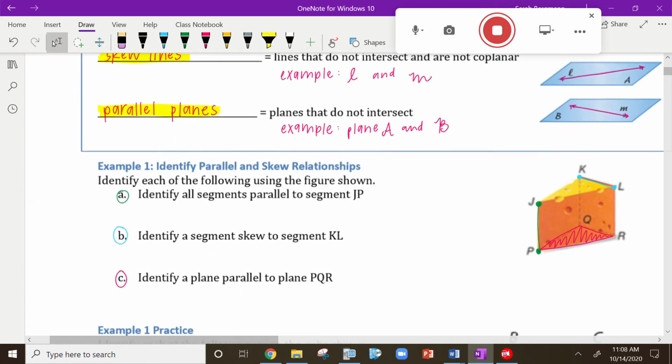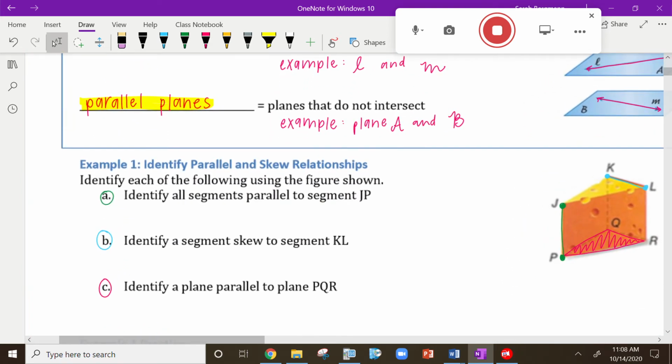Let's do some practice problems with identifying these together. So the first one says, identify all segments parallel to segment JP. I've already highlighted it in green. Remember, parallel means that they must be coplanar. So one option is segment LR. It's coplanar. They're both on this front plane, and they do not intersect. Similarly, segment KQ would be parallel to segment JP because they're both on the plane JKQ and they do not intersect.